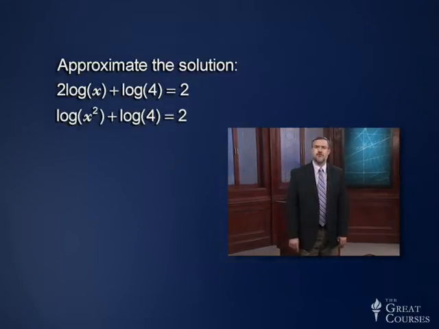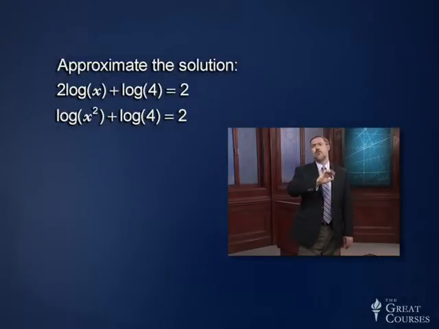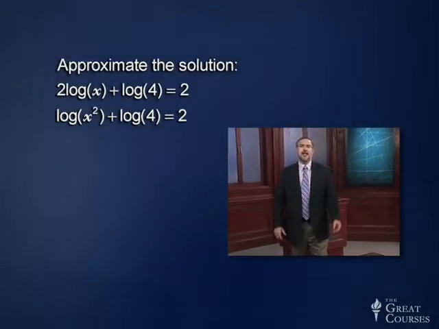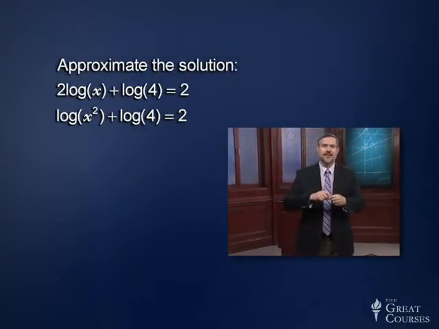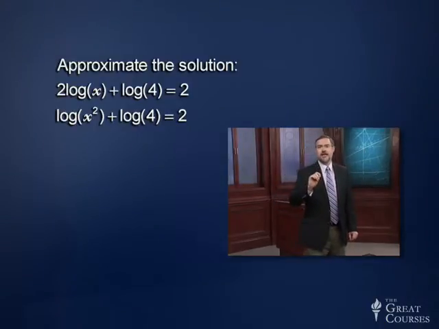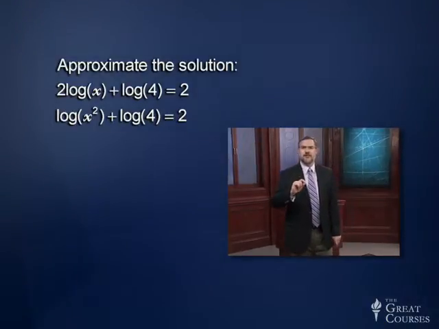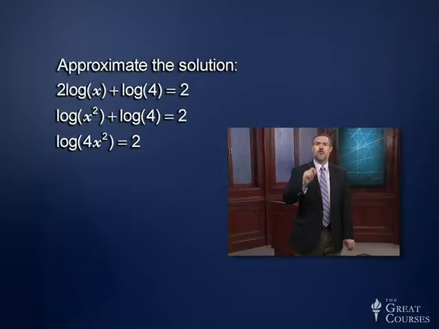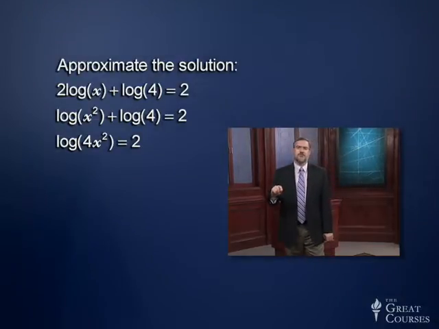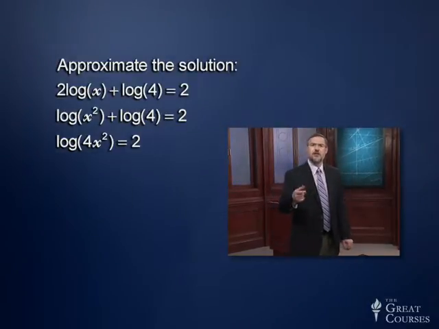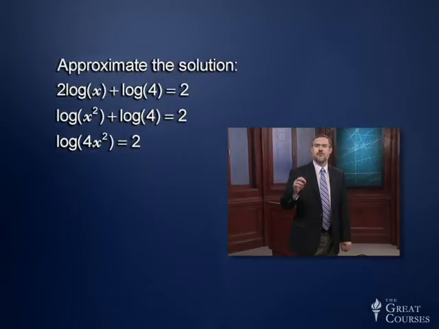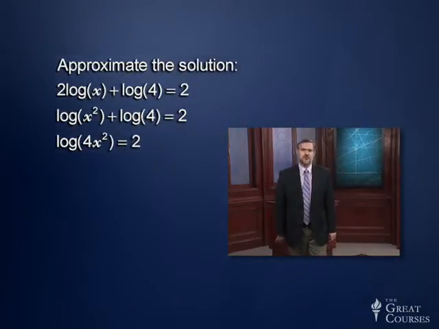Remember, there's a property that allows me to move these exponents down in front or put them back up if I want. And now the log of two things added together can be glued together as log of one thing. And I do that by multiplication, so that what I really have on the left-hand side is log of 4 times x squared. So log of x squared plus log of 4 is the same as log of 4 times x squared. So my equation has now become log of 4x squared equals 2. Notice the right-hand side hasn't been touched at all.